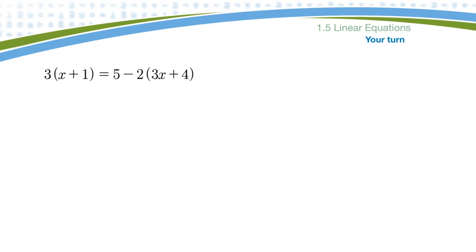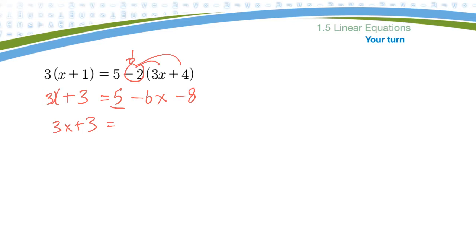All right, try one on your own. Try it, notice the dirty, rotten, filthy, stinking negative, press play when you're ready. So distributive property, it'll be 3x plus 3 equals 5 minus 6x minus 8. That whole thing needs to distribute to both of those. So I have 3x plus 3 equals 5 take away 8 is a negative 3 minus 6x.